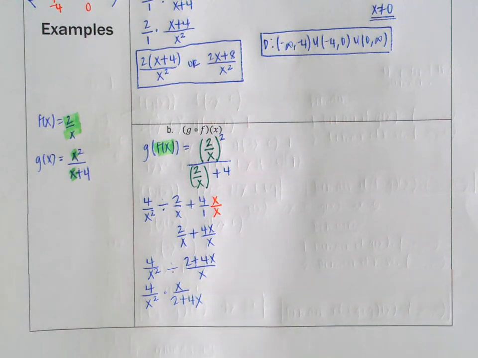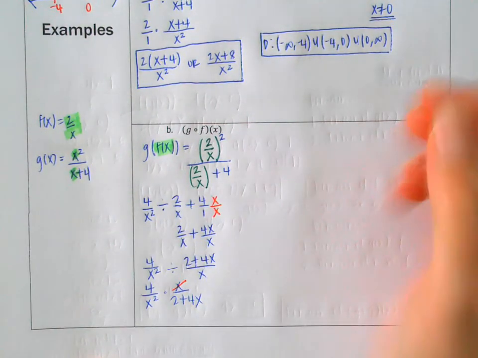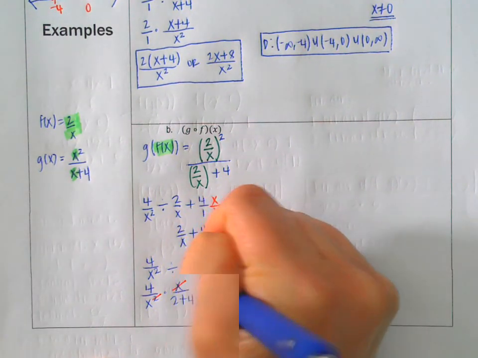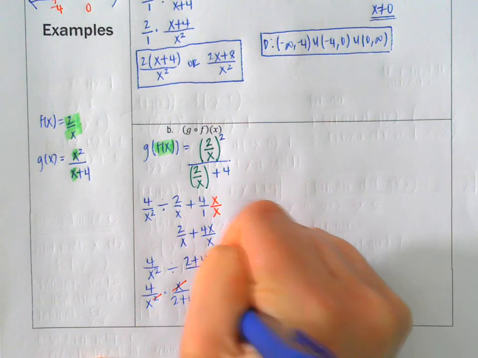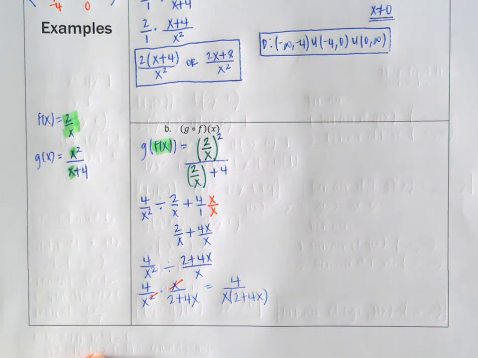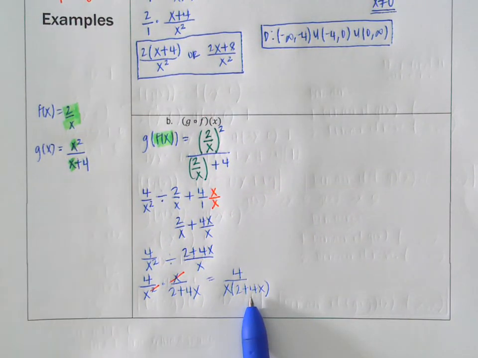Right off the bat, I recognize that there's an x on top and an x on bottom. I can cancel out one of those. And 1x there and then 1x on the bottom. So I'd be left with 4 over x times 2 plus 4x. Well, then I'm thinking 2 plus 4x, those both have a common factor of 2. And on top, we have a common factor of 2. So I can divide everything through by 2.